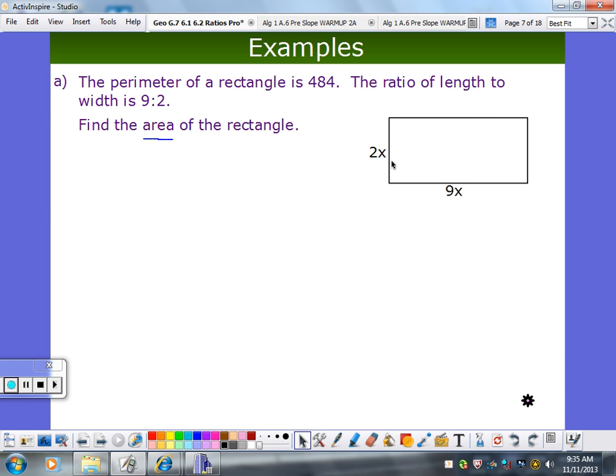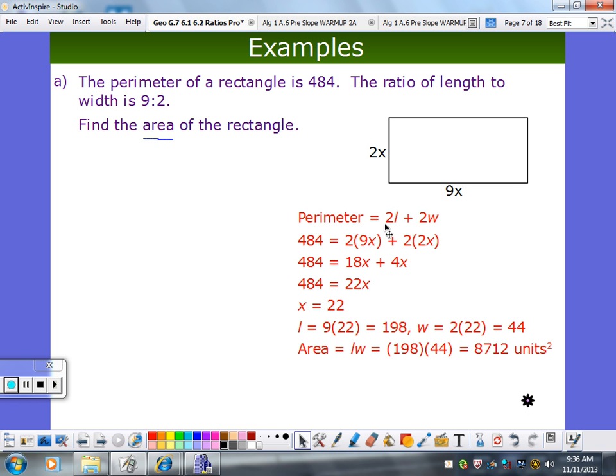So 2 to 9, here is my ratio. I don't know what the actual side is, so the x is taking that place. So what do you think, Michelle? Yes, because since it's a rectangle, what's the length of this side? 2x. And what's the length of that side? 9x. So 2x plus 9x plus 2x plus 9x is going to equal that 484.